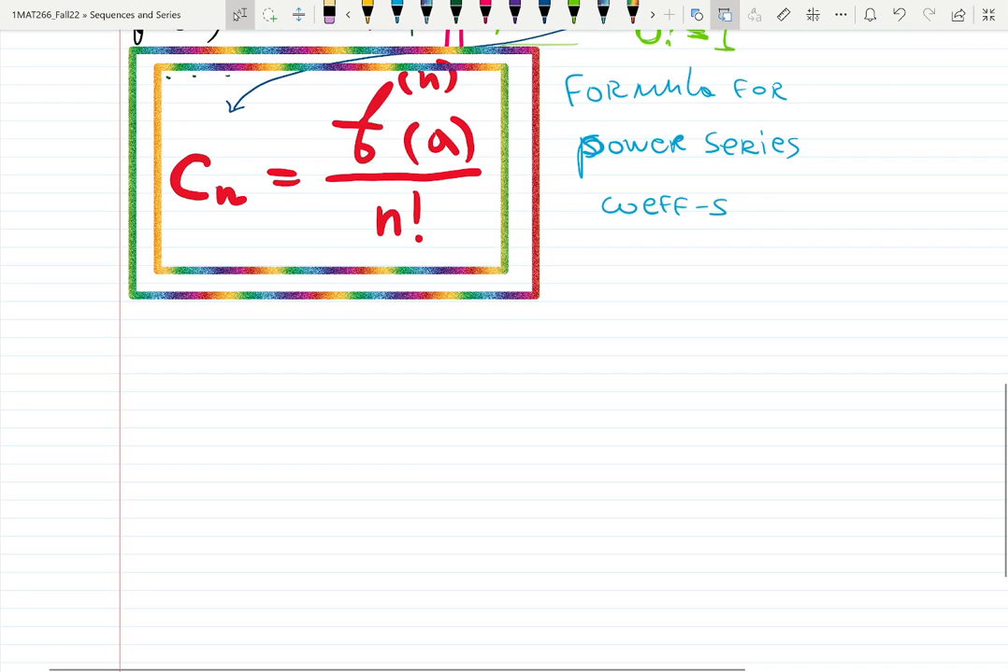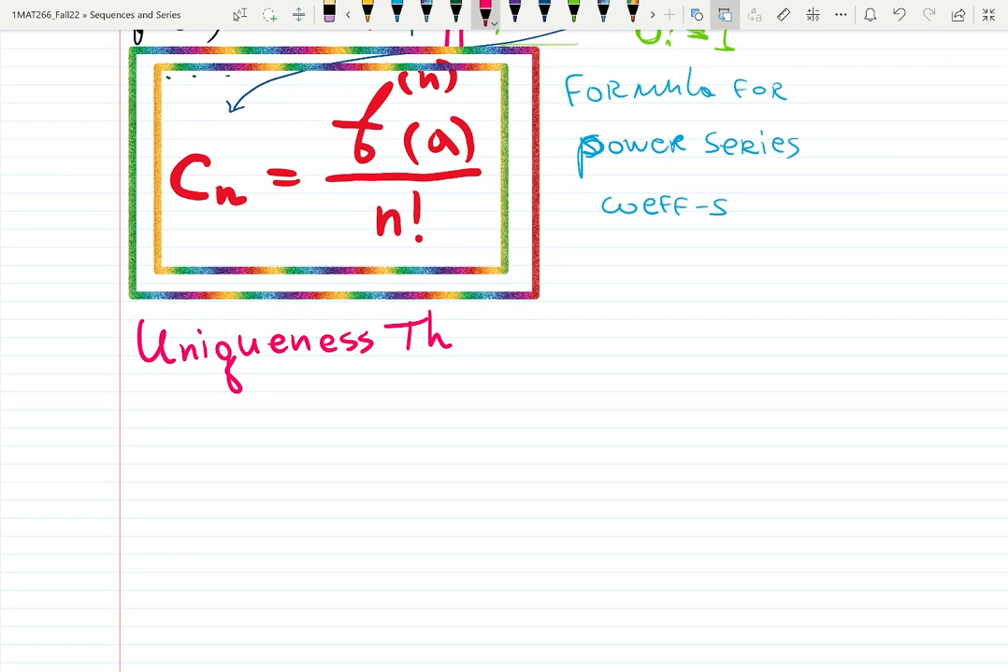Let me write it down. So, uniqueness theorem, that's very important. In mathematics, when we prove something, we also need to prove that our result is unique. What if we have several solutions for the same answer, plus or minus 1, or plus or minus coefficients? The uniqueness theorem says it is unique.